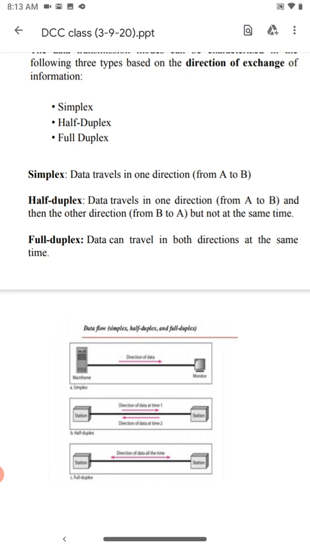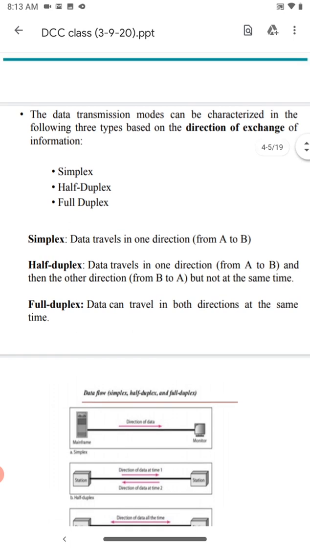Then the half duplex method: the data travels in one direction at one time and in the other direction at the next time. So data can traverse both directions but not at the same time. One direction from A to B and the other direction from B to A, but not at the same time. Then the full duplex method: the data can travel in both directions at the same time. So these are the three types of transmission modes based on the direction of exchange of information.